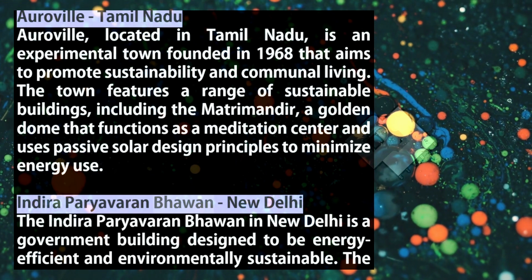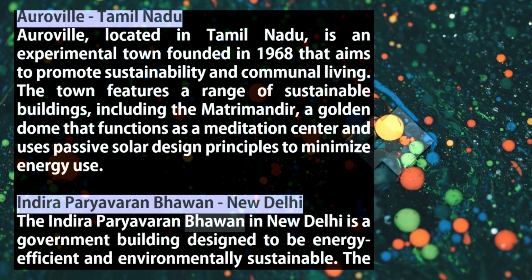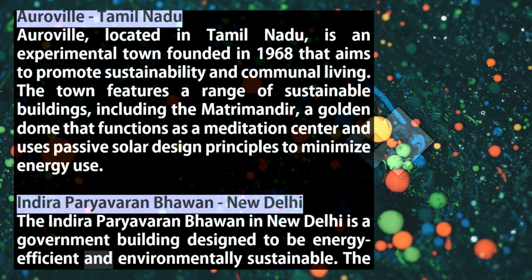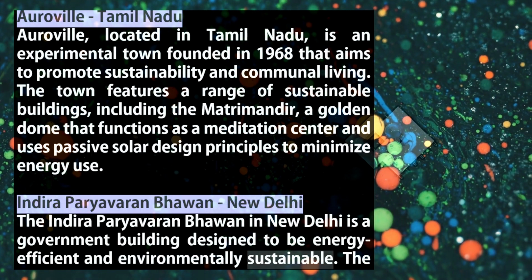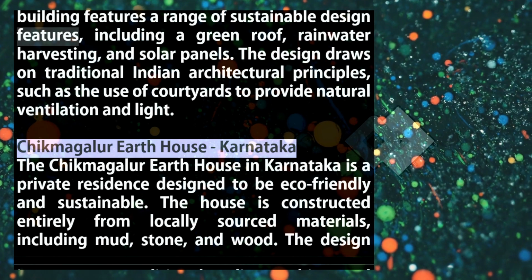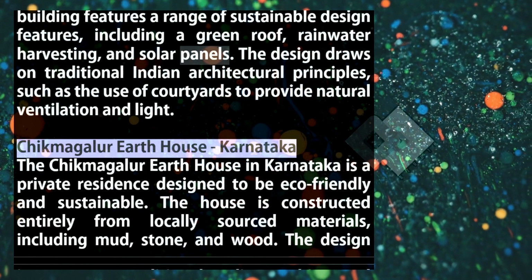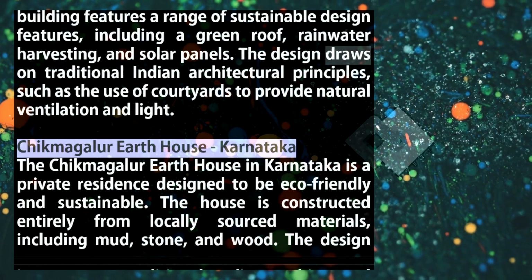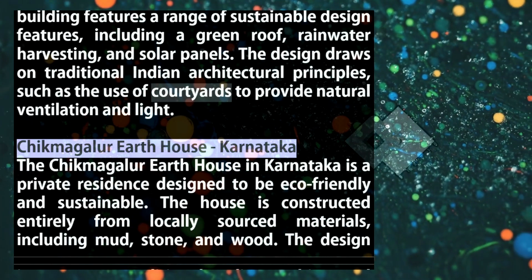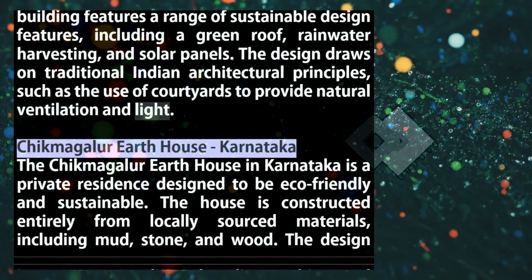Indira Pariyavaran Bhawan, New Delhi. The Indira Pariyavaran Bhawan in New Delhi is a government building designed to be energy efficient and environmentally sustainable. The building features a range of sustainable design features, including a green roof, rainwater harvesting, and solar panels. The design draws on traditional Indian architectural principles, such as the use of courtyards, to provide natural ventilation and light.